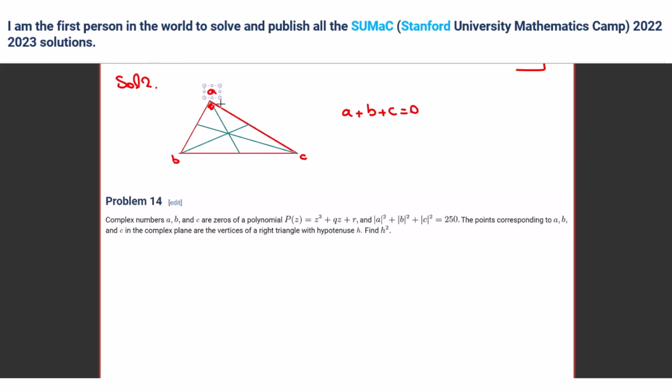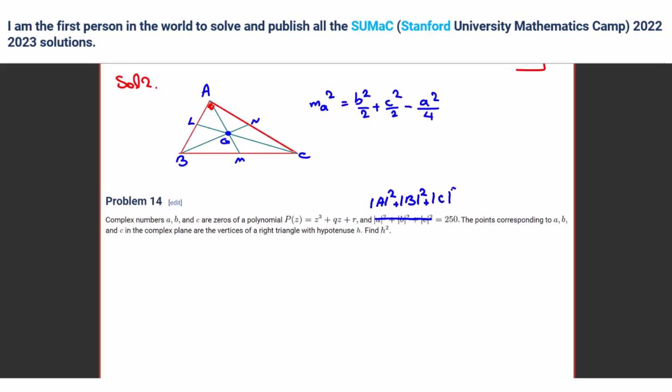I think I forgot. For example, MA, the median squared, is what? MA squared. Do you remember this one? No. It was B squared over 2 plus C squared over 2 minus A squared over 4. Okay. Have we told you this before? I think so. Okay. Instead of a small ABC, let's write big A because we want to use the formulas. So this ABC are not this ABC, okay? Okay. So that's going to say A squared plus B squared plus C squared, okay?